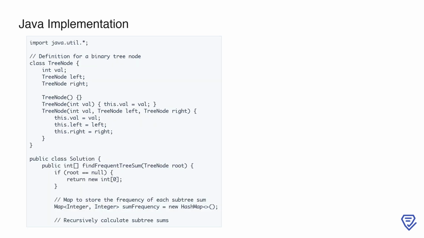Here, we start by defining the TreeNode class, which represents a node in the binary tree. Each node contains an integer value, a reference to its left child, and a reference to its right child.